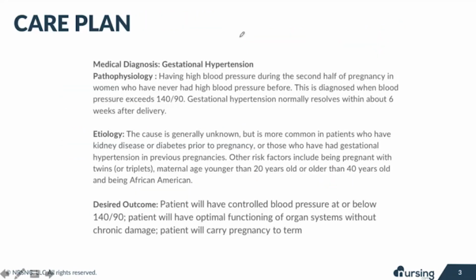Okay, so for this care plan, our medical diagnosis is going to be gestational hypertension. Our pathophysiology of this, so this is high blood pressure. And what's important to know is it's during the second half of that pregnancy. So the patient has to be over 20 weeks pregnant. If they are under 20 weeks, then don't do gestational hypertension for your care plan. That patient would be a chronic hypertensive. So they have to be 20 weeks or more pregnant. And then they have to have a few blood pressures, at least two, that are 140/90 in that range. And then also this patient hopefully will have this resolve at about 6 weeks after delivery.